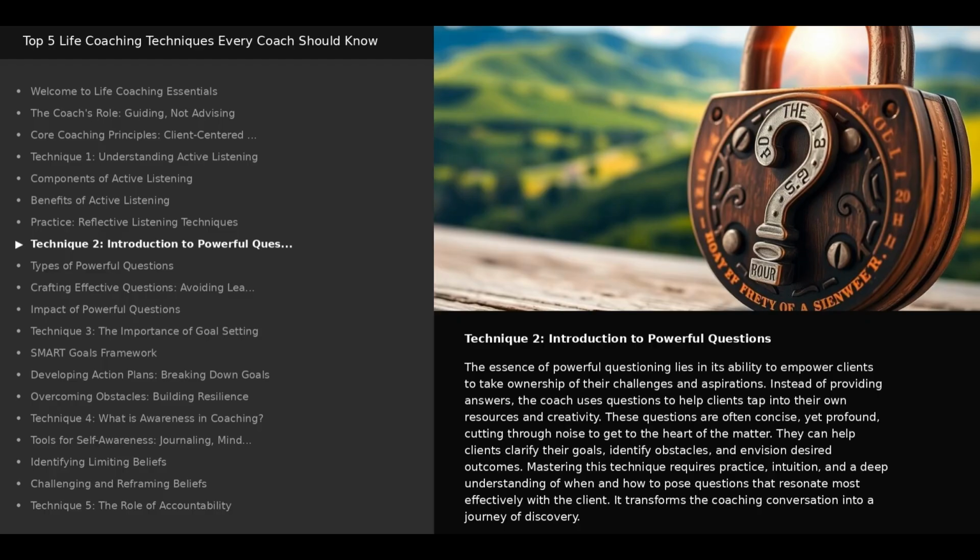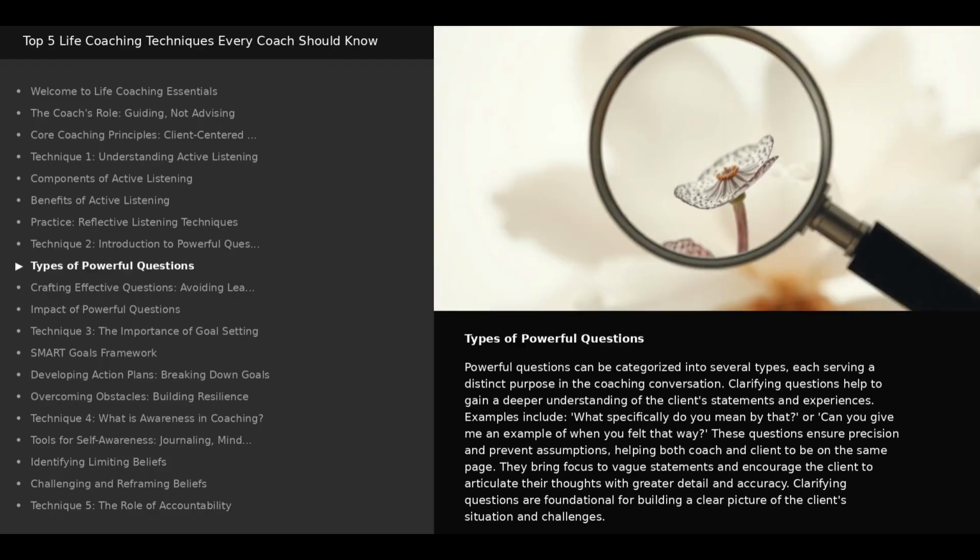Mastering this technique requires practice, intuition, and a deep understanding of when and how to pose questions that resonate most effectively with the client. It transforms the coaching conversation into a journey of discovery. Types of powerful questions. Powerful questions can be categorized into several types, each serving a distinct purpose in the coaching conversation. Clarifying questions help to gain a deeper understanding of the client's statements and experiences.